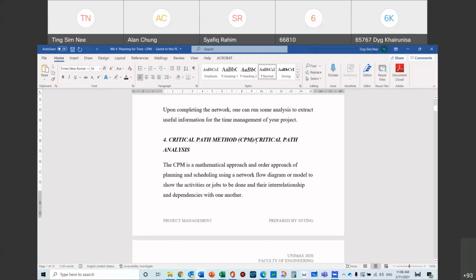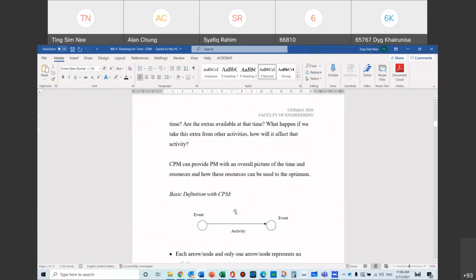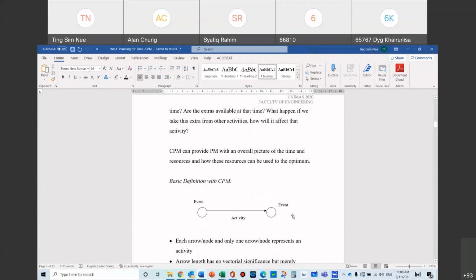Okay, so the analysis will look like this: arrow and line. This is the basic of your network. And in activity on node itself, we will have our activity here. This will be presented by the activity. And within the activity, you will have the duration, the earliest start, latest start, and earliest finish date.